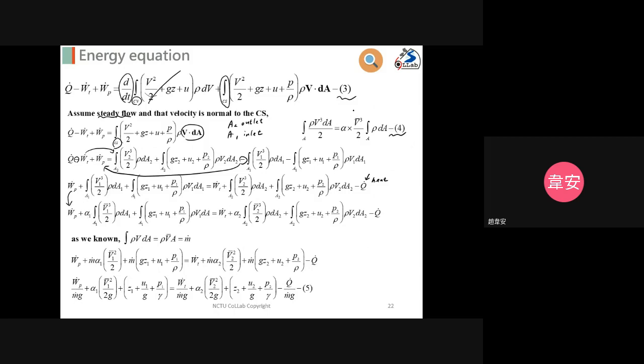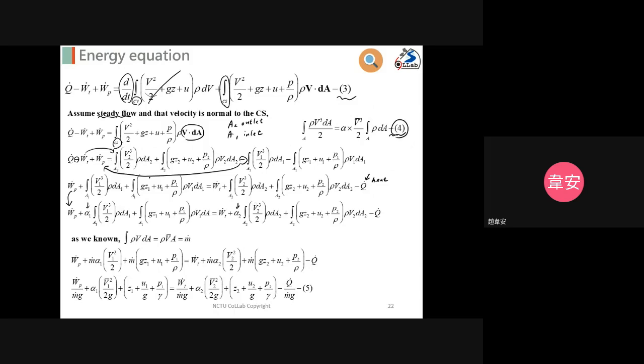We apply the equation here. We know that alpha 1, in this integration, assumes the flow velocity is uniform. And then the right-hand side also uses alpha 2. Why do we use alpha 1 and alpha 2? Because different cross-section areas may have different flow conditions. So the correction factor will change, not always the same, right? If the flow condition is the same, then alpha 1 will equal alpha 2.